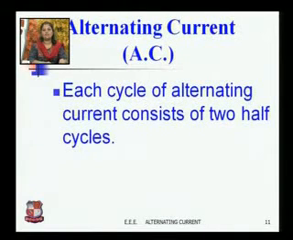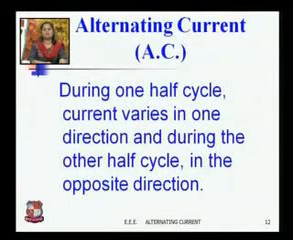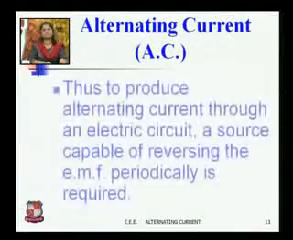Now, each cycle of alternating current contains two half cycles. In the first half it contains only positive values, and in the second half it contains negative values. During one half cycle, as I discussed earlier, current varies in one direction, which is the positive direction, and during the second half cycle it follows the opposite direction, which is the negative direction.